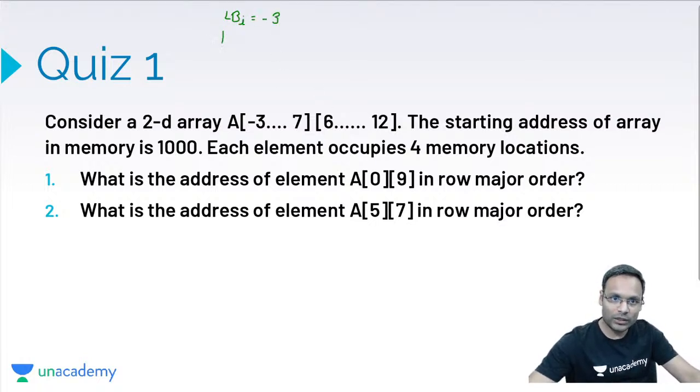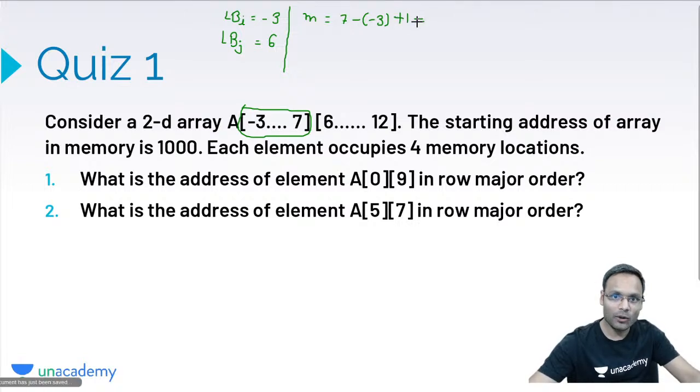The lower bound of J, the column's lower bound, is 6. Fine. How many elements are there in the rows, and in total how many rows are there? I will have to calculate it. Number of rows M is equal to 7 minus -3 plus 1. How many? 11 rows are there. How many columns are there? 12 minus 6 plus 1, 7 columns are there.